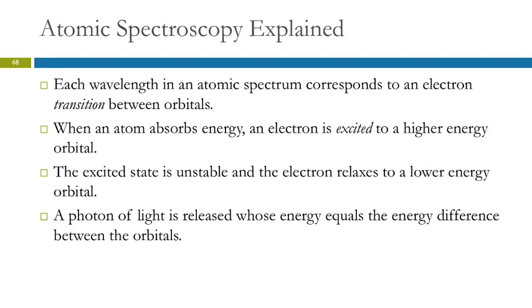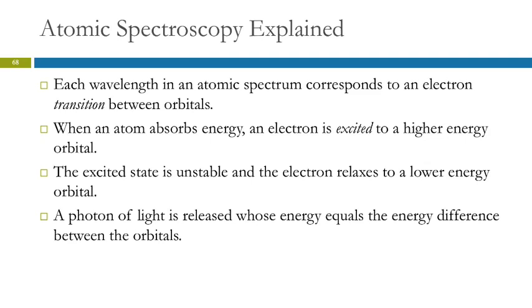So let's use this to explain atomic spectroscopy. Each wavelength in the spectrum, those different colored lines that we see, corresponds to an electron transition, electrons moving between two different orbitals. The atom absorbs energy, and then the electron moves to a higher energy orbital. That excited state, because it got excited, it went to higher energy, just like children, when they're excited, they're high energy, right? The excited state is unstable, just like children on a sugar high are unstable.